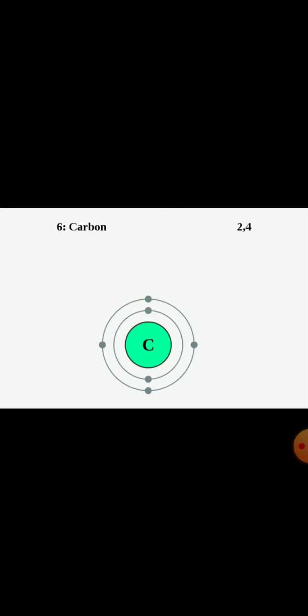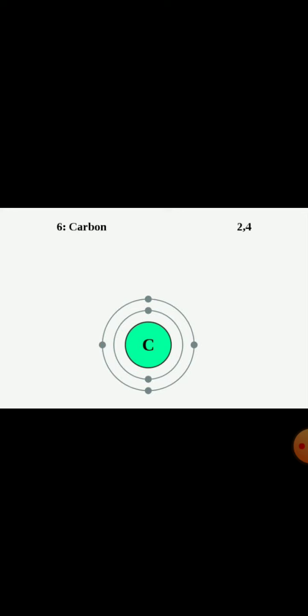In the first orbit there are 2 electrons, in the next orbit there are 4 electrons. If it is gaining 4 extra electrons, then there will be a total of how many electrons? 10 electrons. And the protons present inside the nucleus are how many? Only 6. So it will be difficult for this nucleus to hold these extra electrons.